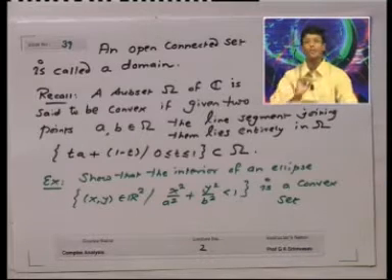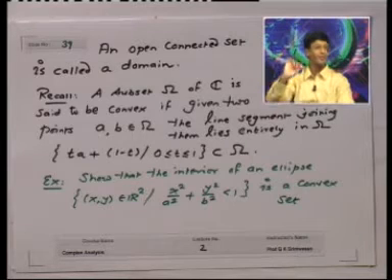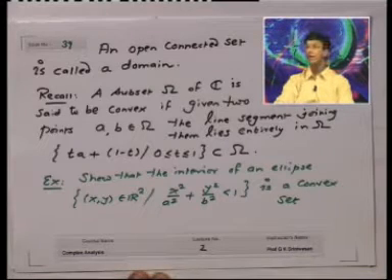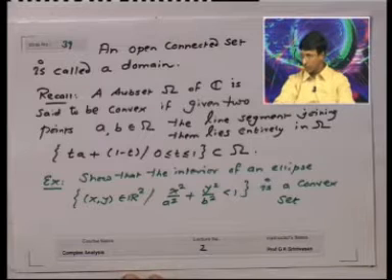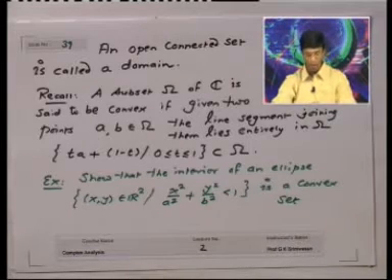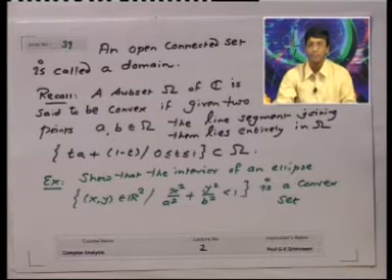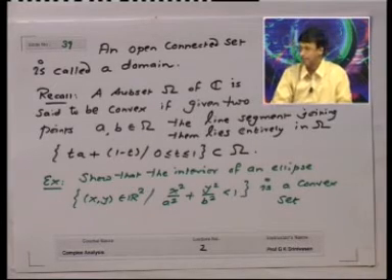It's not just enough to draw a picture and pick up 2 points and show it; it's not enough to demonstrate the thing by a picture. You have to actually prove it, right. So, the exercise says show that the interior of an ellipse is a convex set. You have to do it analytically.